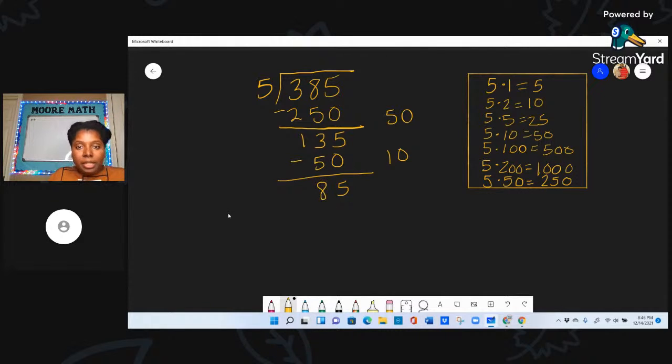Now, keep going. Give me another one. What's close to 85? 5 times 10. Good. 5 times 10 is 50. So let's keep going. 5 minus 0, 5. 8 minus 5. 3. What's close to 35? 5 times 5. Good. You see how our box is helping to make it a lot quicker?